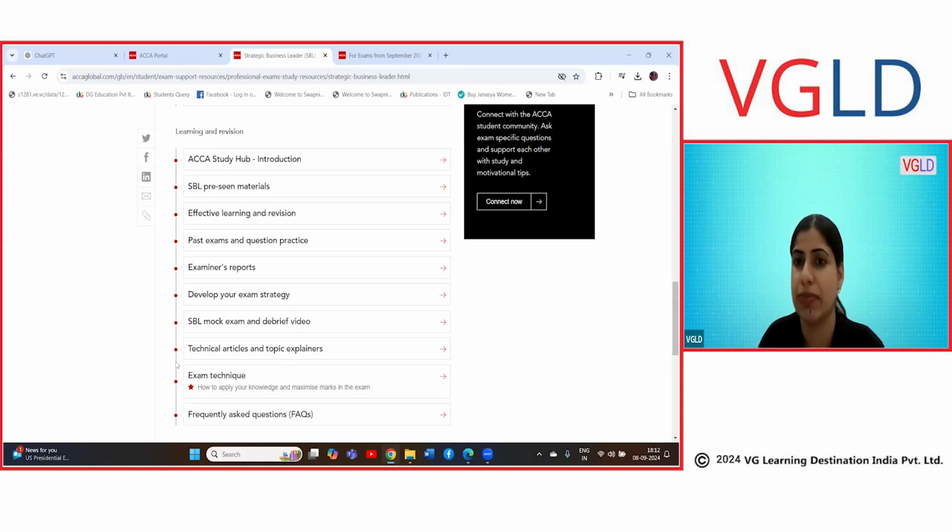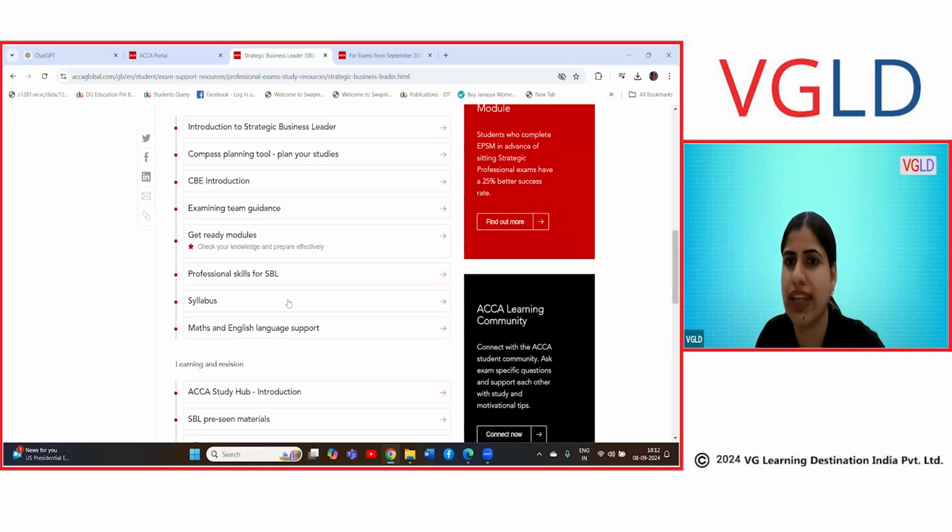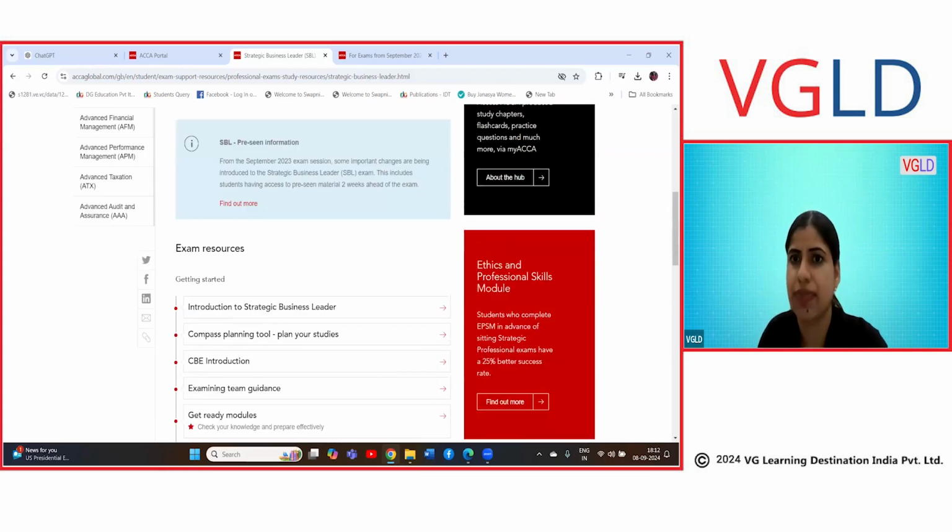They can be tested in any paper. So make sure you read the recent technical article. Again, these are some exam technique guidelines which we will be covering in our lectures.